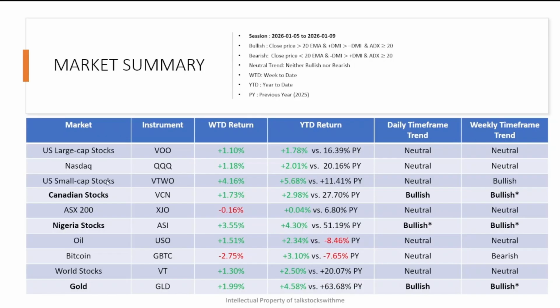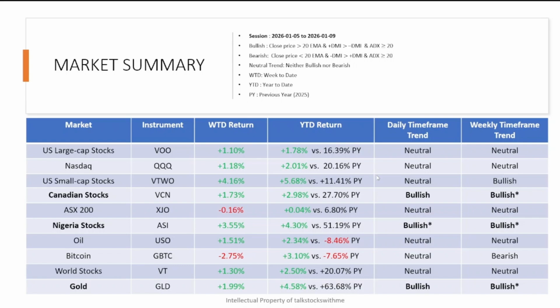I also like to call out the US small cap stock, which I proxy with the ETF VTWO. You can see this week it delivered 4.16%. In fact, across my list, it was the top performer this week, and year to date it has delivered 5.68%, which again is the top performer. Again, with the cut in interest rates, you expect small cap stocks to do well.